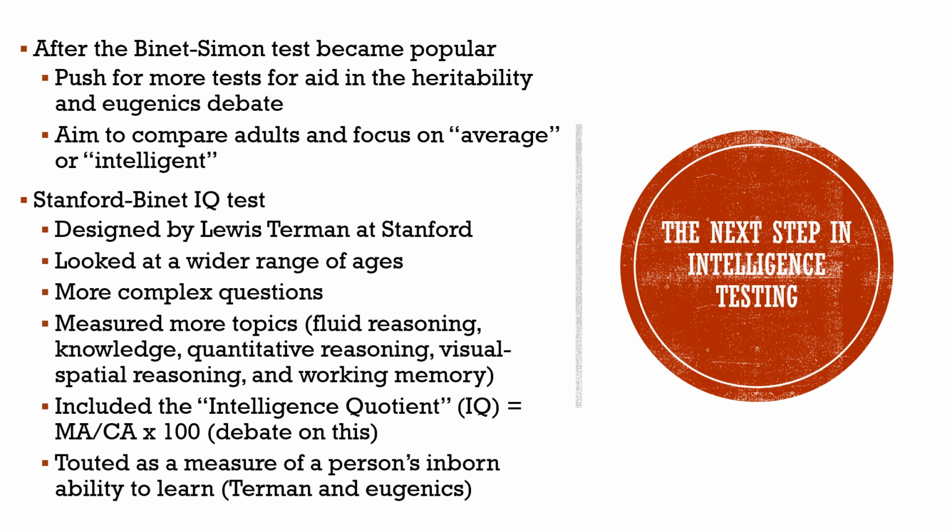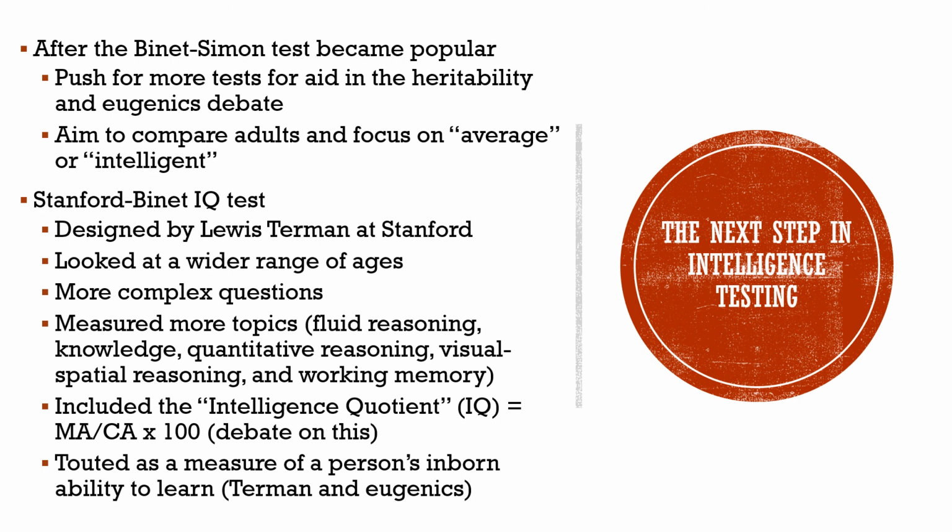And this test really did try to promote these eugenics ideas that we talked about earlier by looking for a wide range of different ages, asking a lot more challenging questions, and trying to show that intellectual abilities across a wide spectrum from person to person could differ dramatically from group to group.